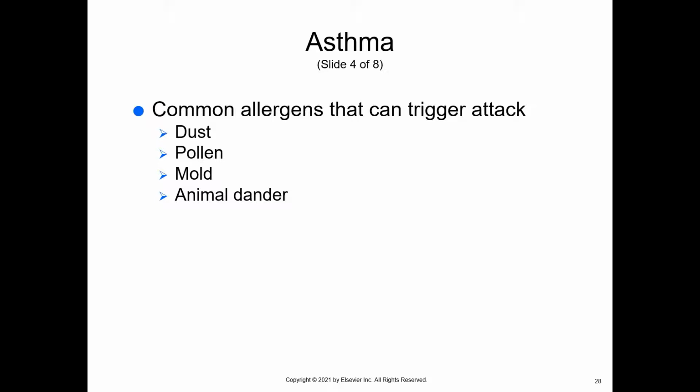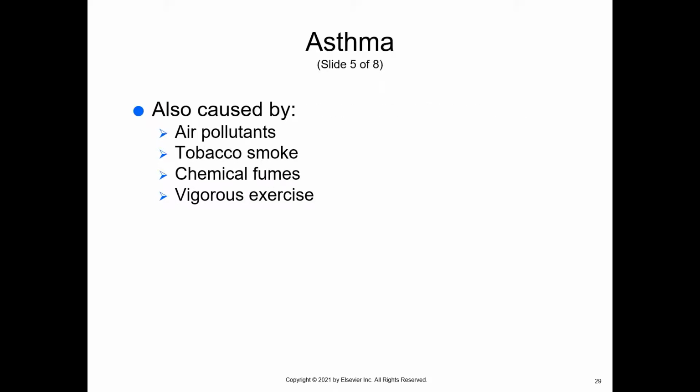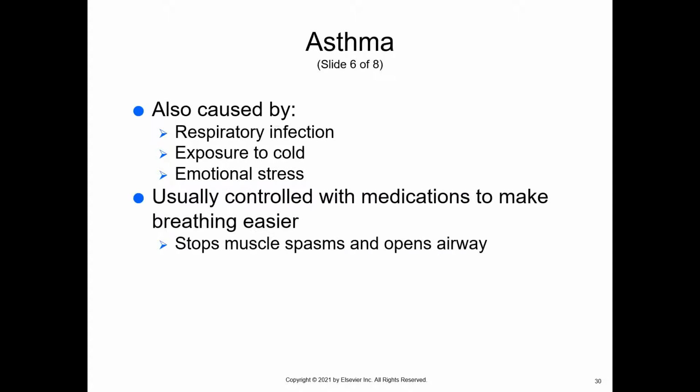As well, think about the things that you deal with in daily life: air pollutants, tobacco smoke, chemical fumes, or just simply vigorous exercise. Somebody who's asthmatic and undergoes vigorous exercise may experience an asthma attack. This can also be caused by respiratory infection, exposure to extreme cold, or emotional stress. It's usually controlled with medications to help breathing easier, either medications that reduce the mucus or reduce the constriction, stopping muscle spasms and opening the airways.